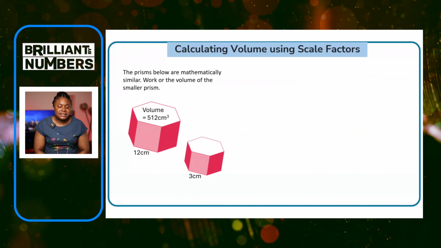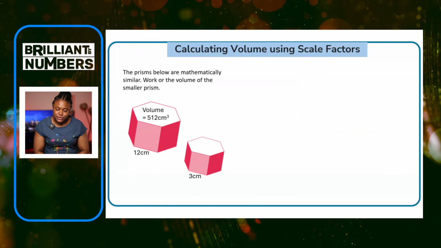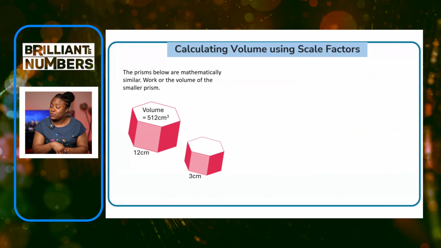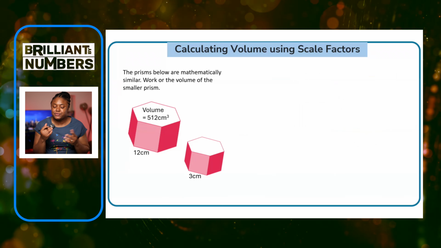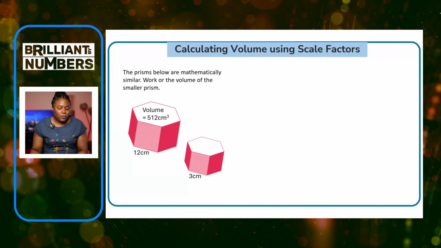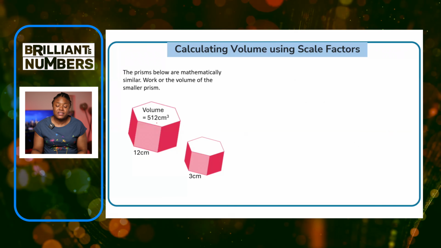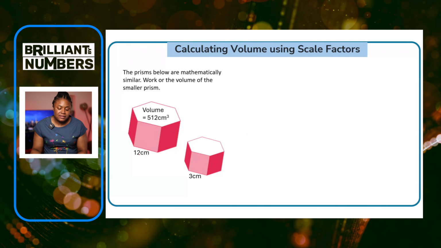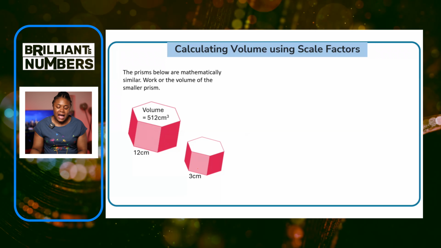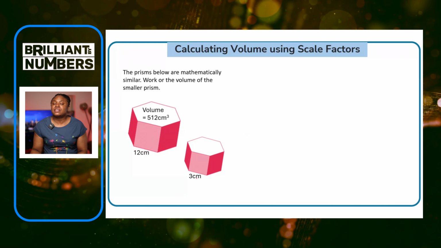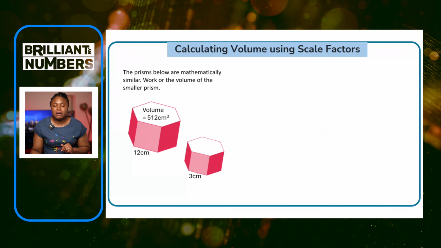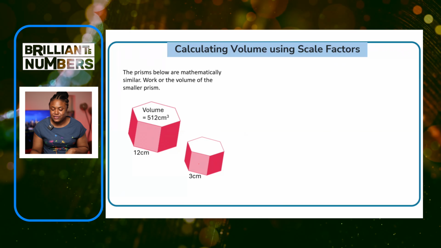Beautiful. So next example. So the prisms below are mathematically similar. We're asked to work out the volume of the smaller prism. So this time we're doing it the other way around, but the principle remains the same. So we look and we notice that the volume of the large one is 512 centimeters cubed. We know the linear side is 12 centimeters, and for the small one is 3 centimeters. So I need to use those two to work out the linear scale factor first of all.